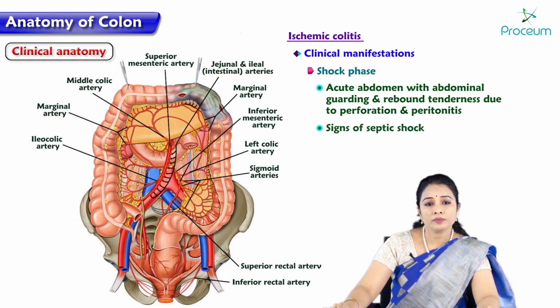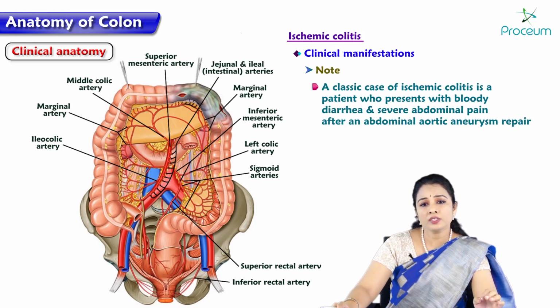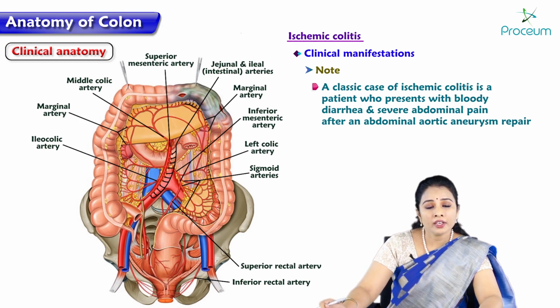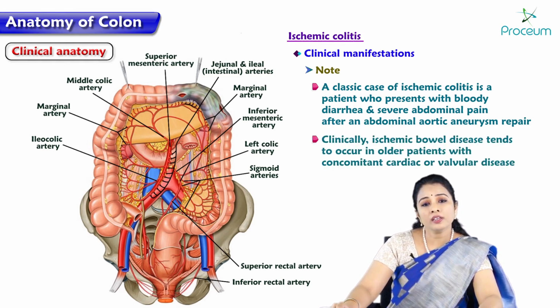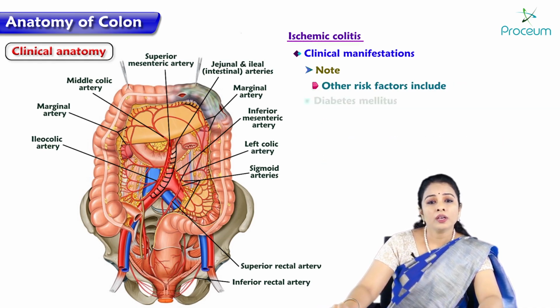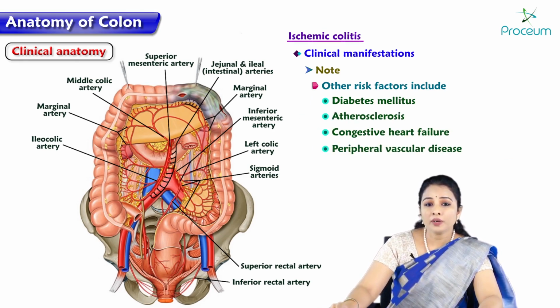Signs of septic shock. A classic case of ischemic colitis is a patient who presents with bloody diarrhea and severe abdominal pain after an abdominal aortic aneurysm repair. Clinically, ischemic bowel disease tends to occur in older patients with concomitant cardiac or valvular disease. Other risk factors include diabetes mellitus, atherosclerosis, congestive heart failure, peripheral vascular disease and lupus.